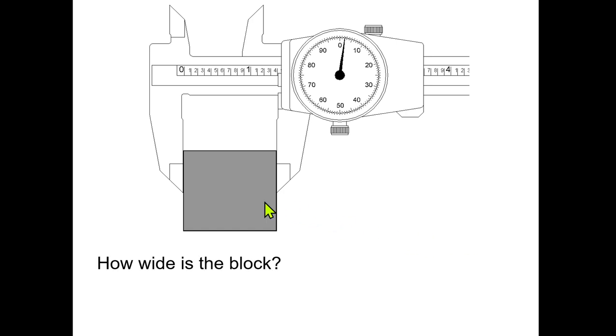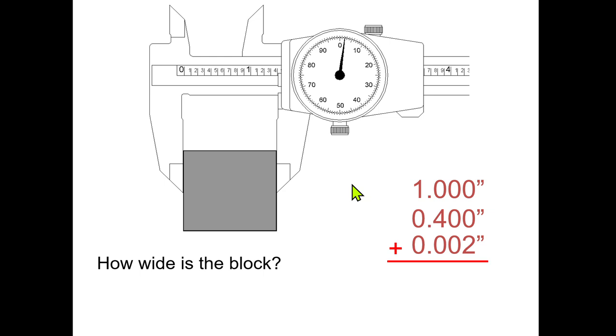Okay, let's see how wide this block is. We've got 1 inch showing here, so it's 1 inch. We've got 4 numbered lines. Each of those is worth 100 thousandths, so that's 1 inch and 400 thousandths, 1 inch here, 400 thousandths here. And how far past the 4 are we? 1 thousandths, 2 thousandths. Add them all together. Always keep your decimal points lined up. And we got 1 inch, 402 thousandths.